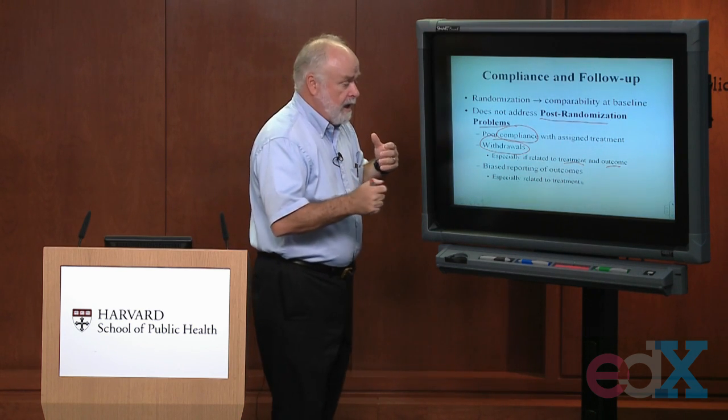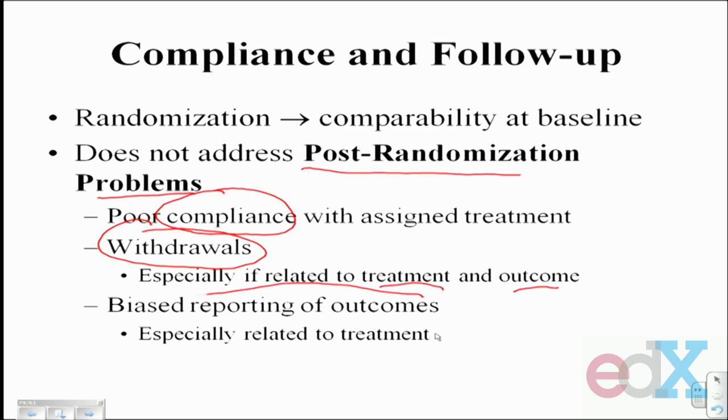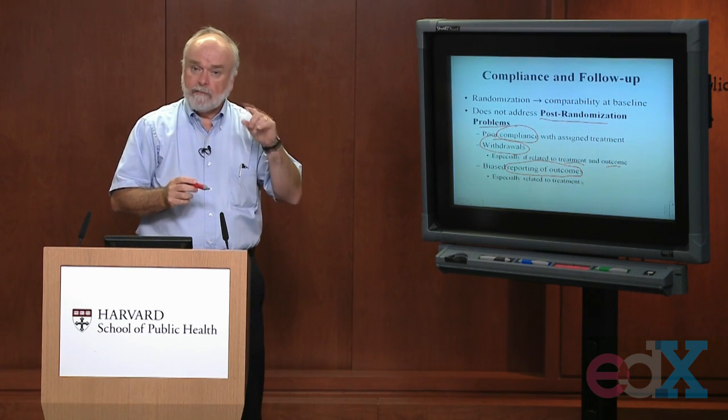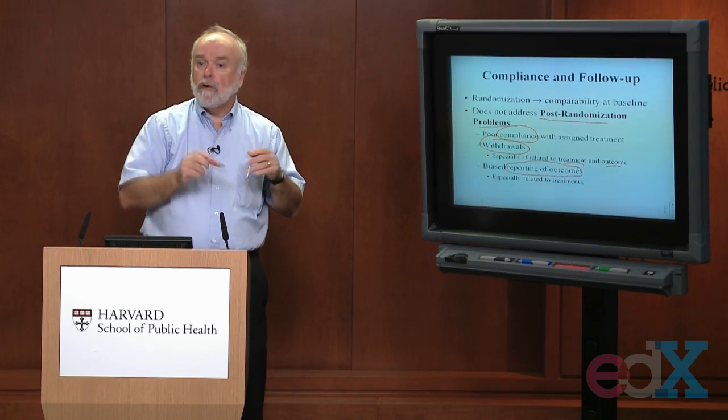The other problem that could happen after randomization is if I'm the investigator and I'm measuring outcomes on those people who are in my study. If I knew which group they were assigned to, that information might influence how I record those outcomes. It could happen on the patient level also. If the patient knew which group they were in and the outcomes were self-reported, like how do you feel today?